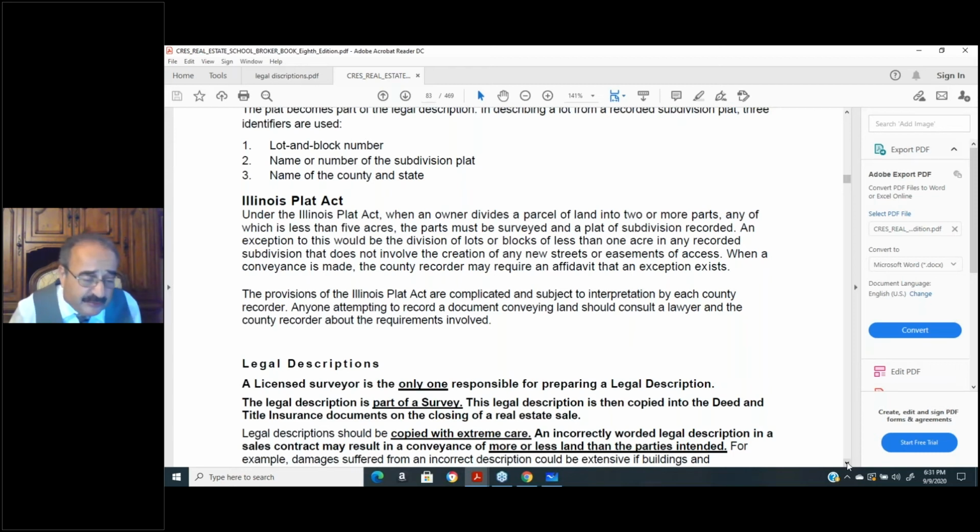Whenever a parcel of land is divided into 2 or more sections, any of them that's less than 5 acres must be recorded under the Illinois Plat Act. Again, whenever a parcel of land is divided into 2 or more sections, any of them that is less than 5 acres, that portion would have to be recorded under the Illinois Plat Act.